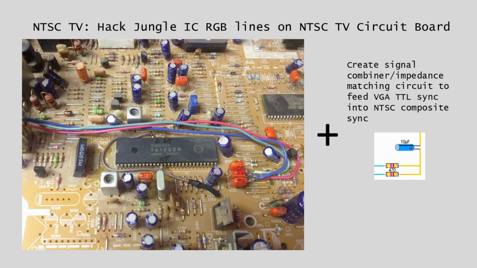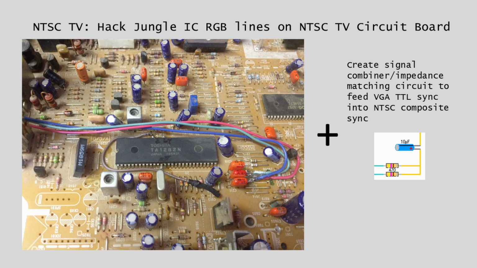Your other option is, and this is the very complex one, one I probably wouldn't recommend for the average user, you can actually get into your TV and hack the Jungle IC RGB lines. What this is doing is taking the VGA RGB output and hardwiring it straight into the television, bypassing whatever external adapters the TV has and just forcing a VGA signal right into it. You also need to create a sync signal combiner impedance matching circuit so that you're taking the VGA's horizontal and vertical TTL syncs, combining them together and getting them down to a level that's appropriate for working with an old NTSC television.